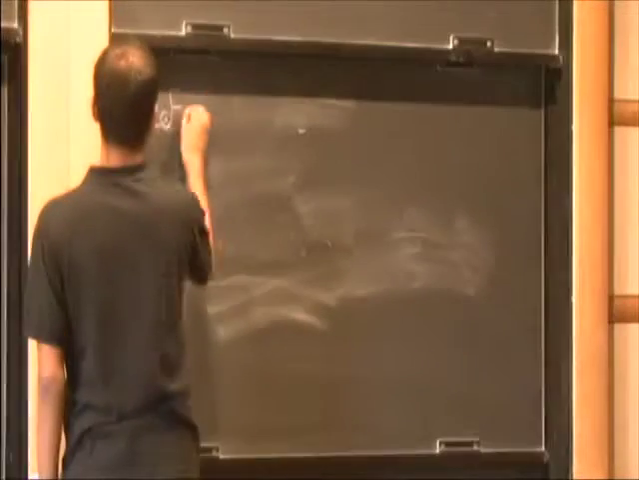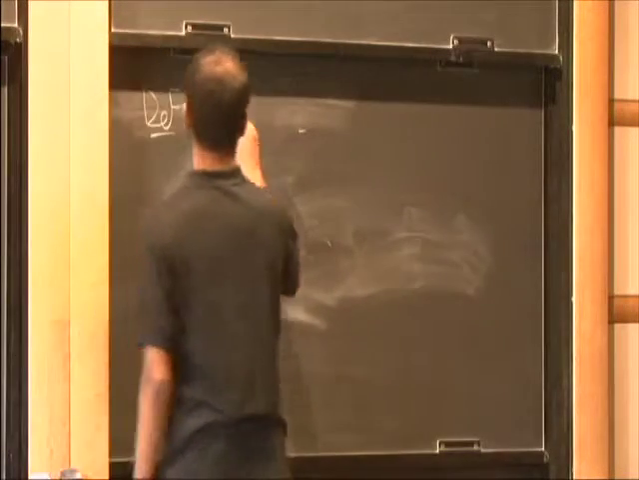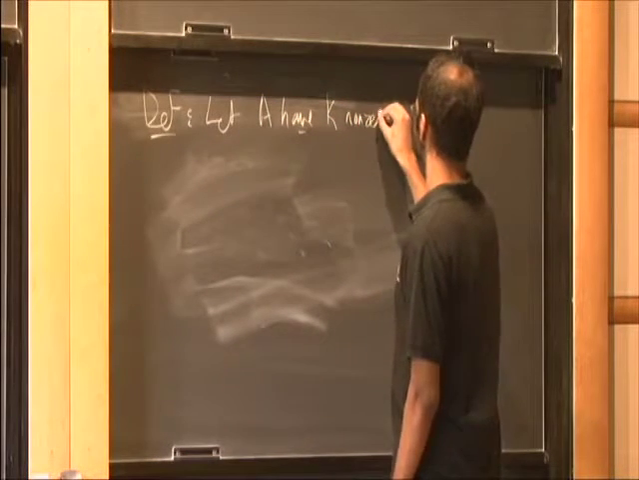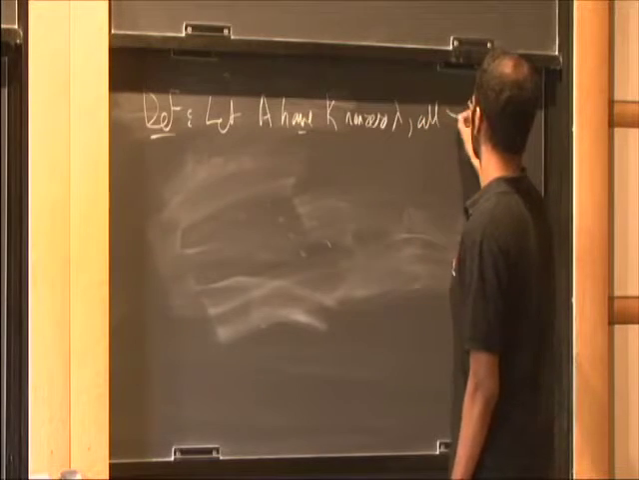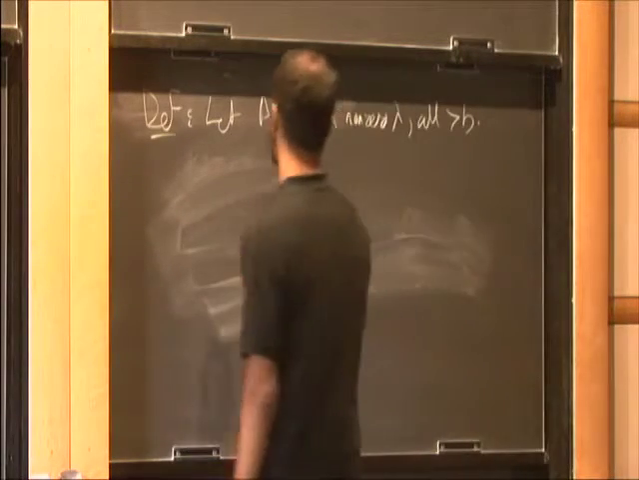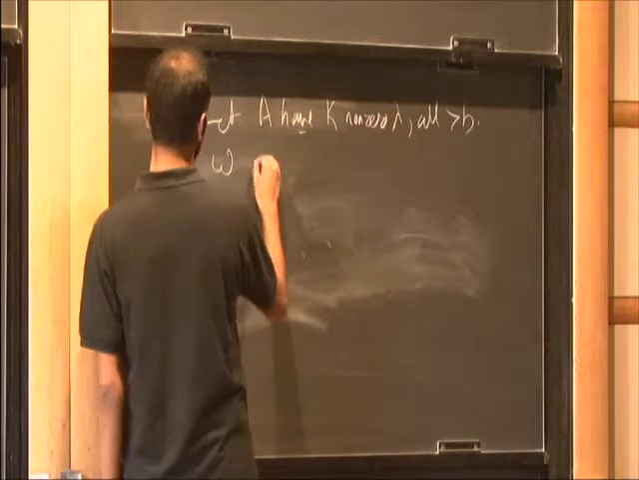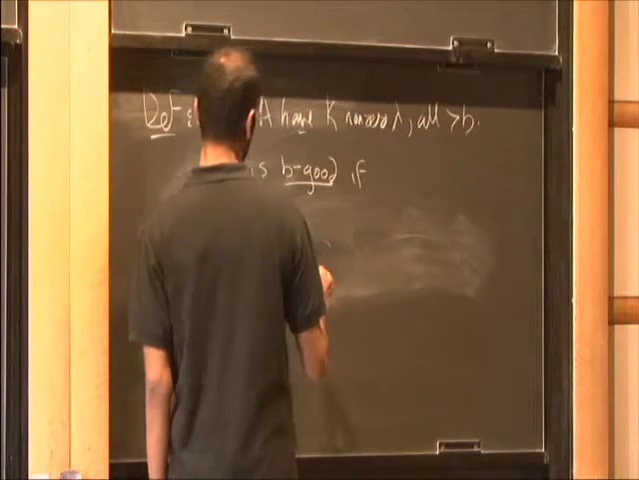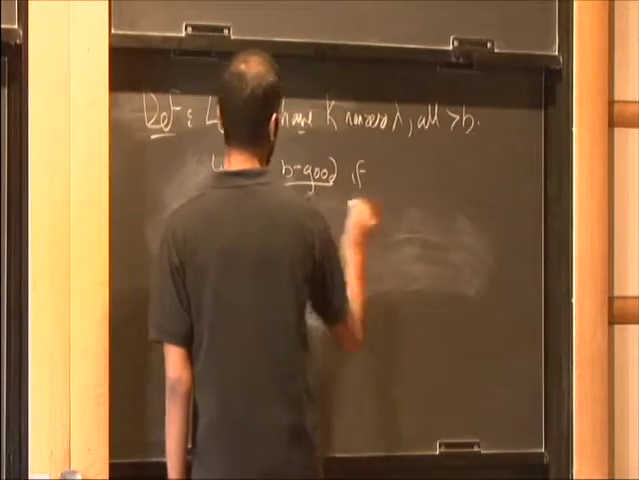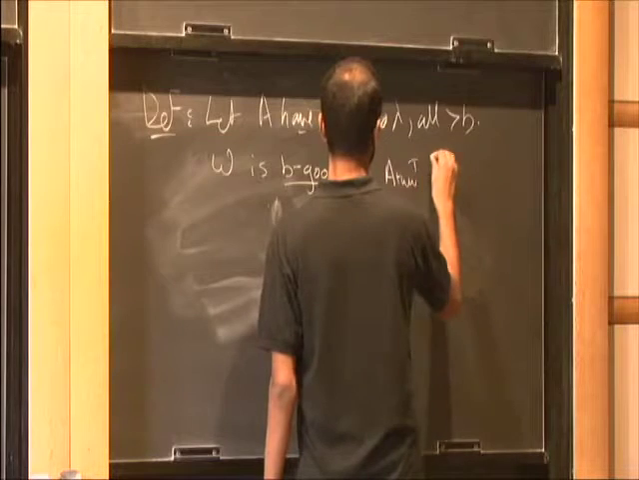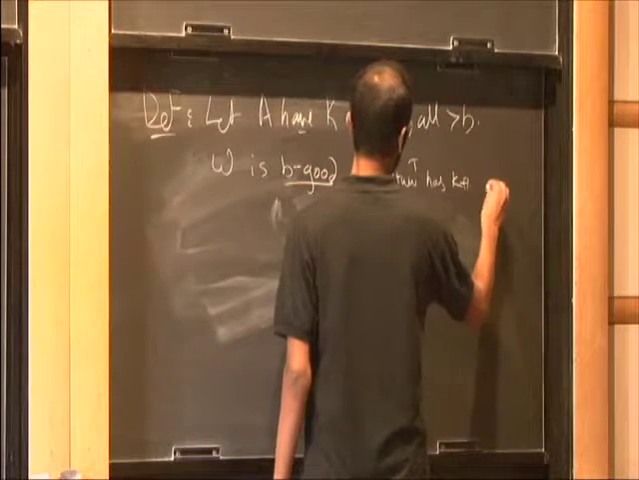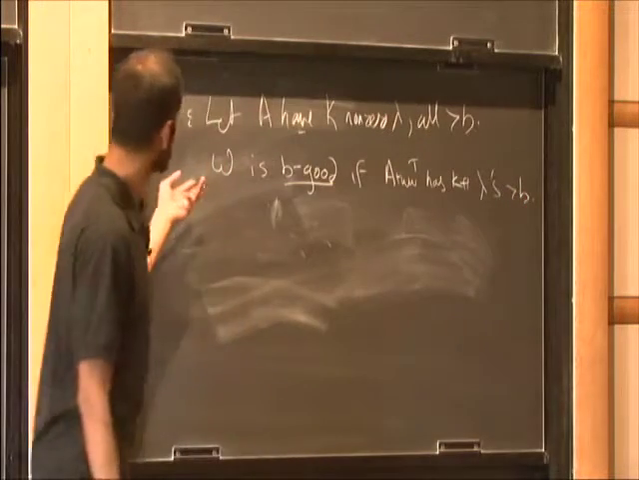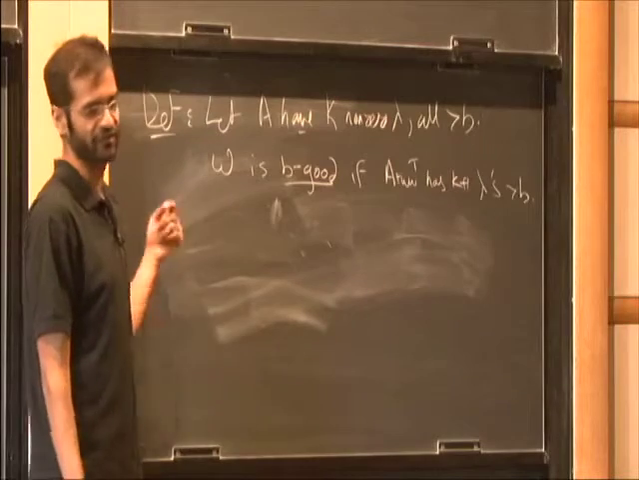So I'll write some definitions. Okay, so let A have k non-zero eigenvalues all bigger than B. Then I'm going to say that some vector W is B good if A plus W W transpose has k plus 1 non-zero eigenvalues all bigger than B. Okay, so this is just that the vector is good if it gives me a new eigenvalue that's bigger than B. Okay.